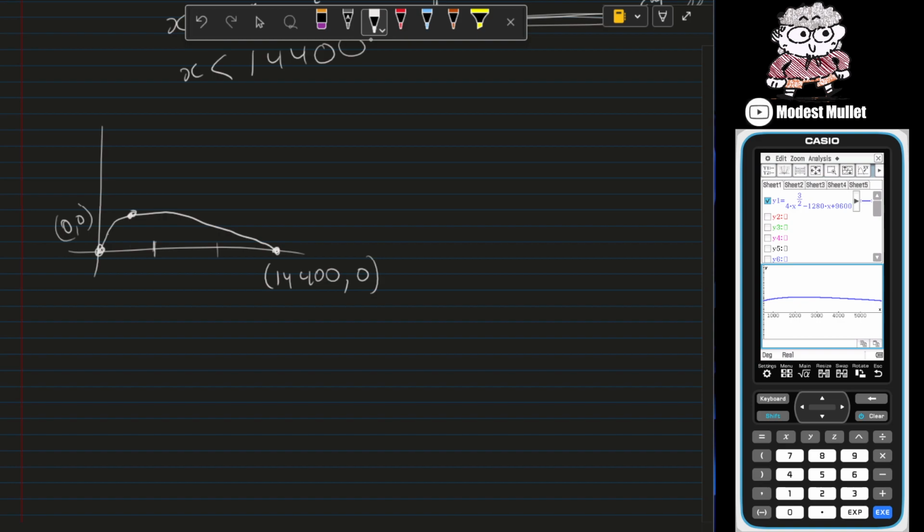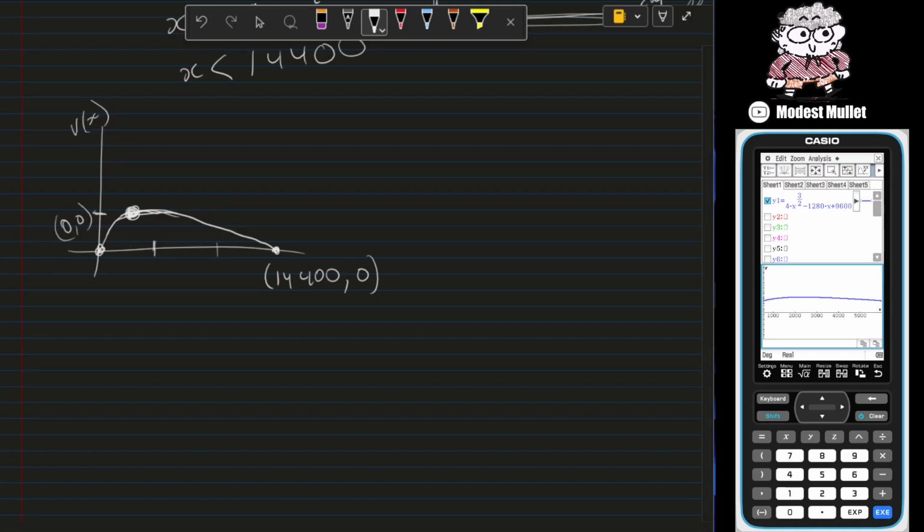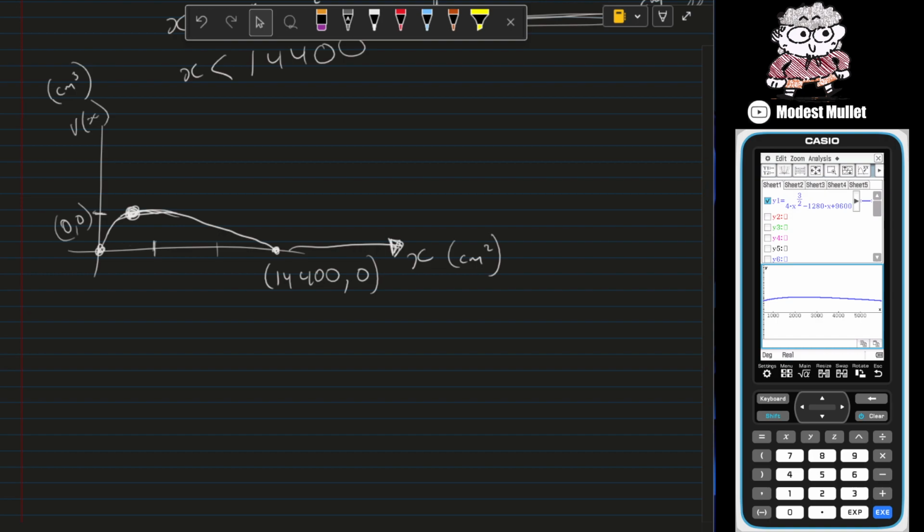There we go. That's a bit better. You clearly want your maximum to be through that point. The last thing we want to do is label that as a key point. What is that? Because here that's volume of x, and this axis is x. This is in centimeters squared technically, and this is in centimeters cubed at the moment. What is that maximum volume?